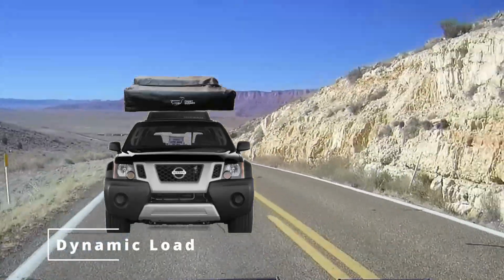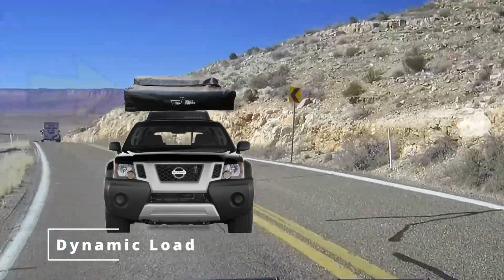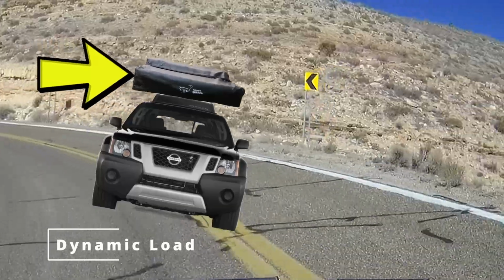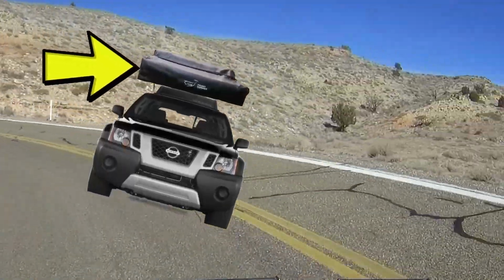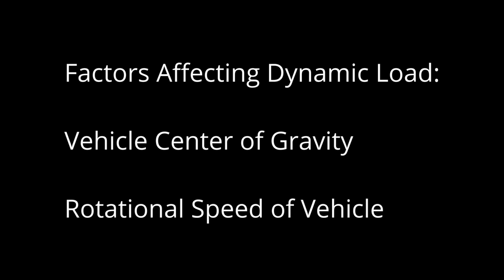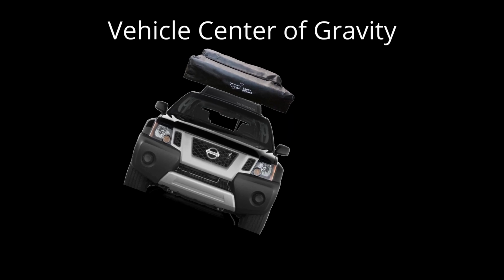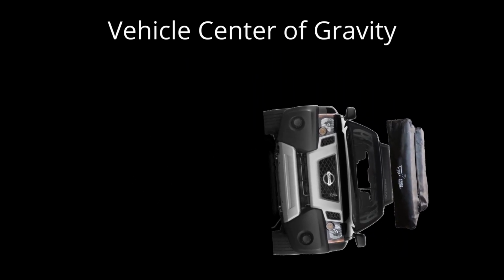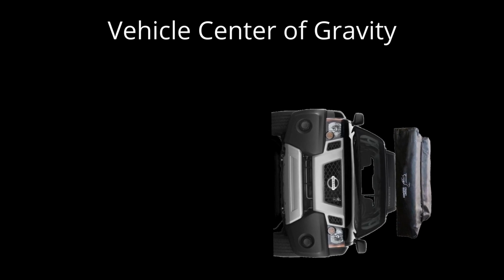But if the truck has to turn a corner or swerve to avoid an obstacle, then there are rotational forces involved, and those have greater factor on the load rating than the static load. The two major factors affecting dynamic load are the center of gravity of the vehicle and the rotational speed of the vehicle. The more you put on the roof, the higher the center of gravity, and the more force is exerted on the vehicle trying to make it fall over.